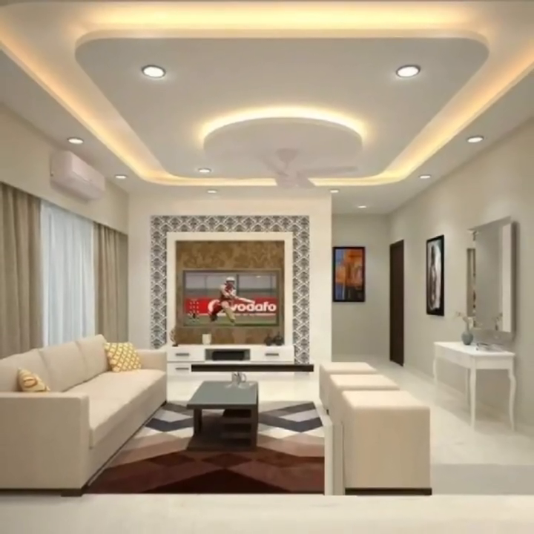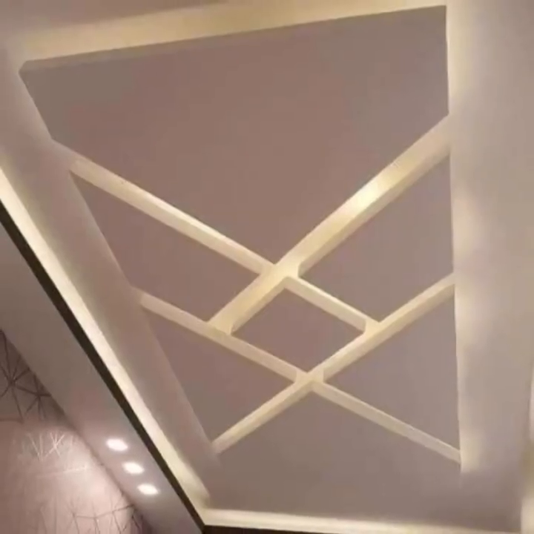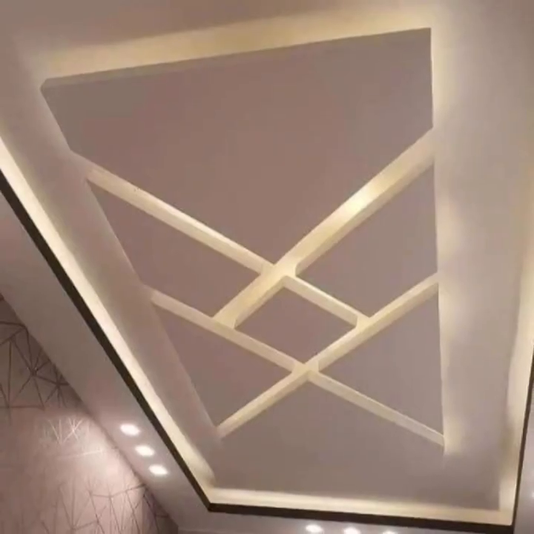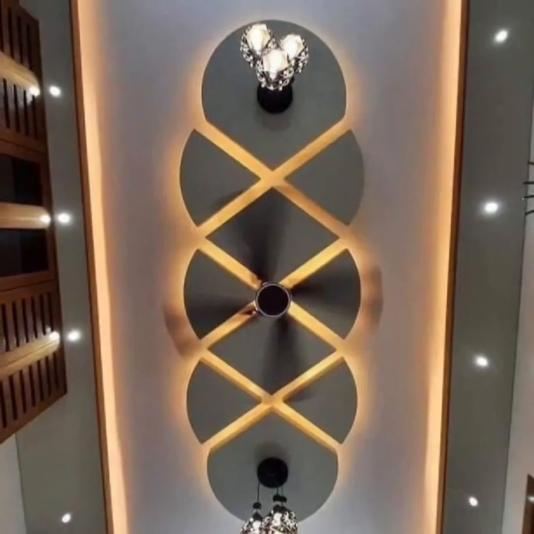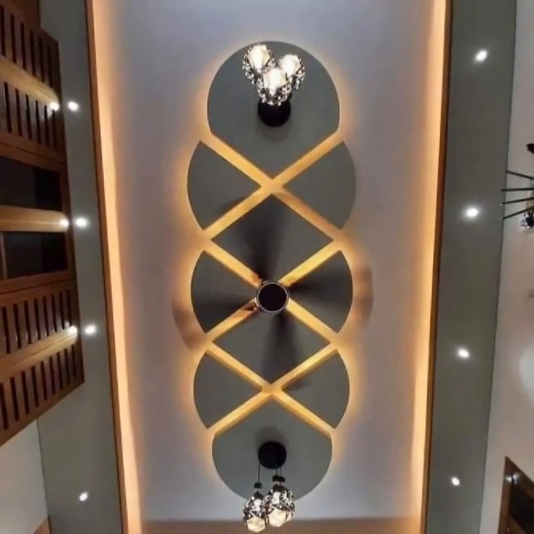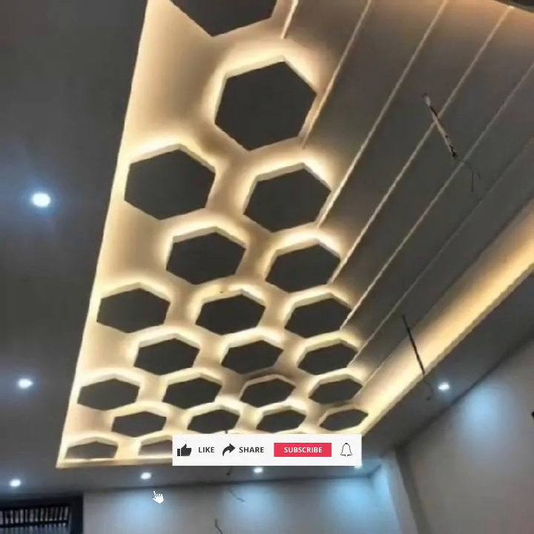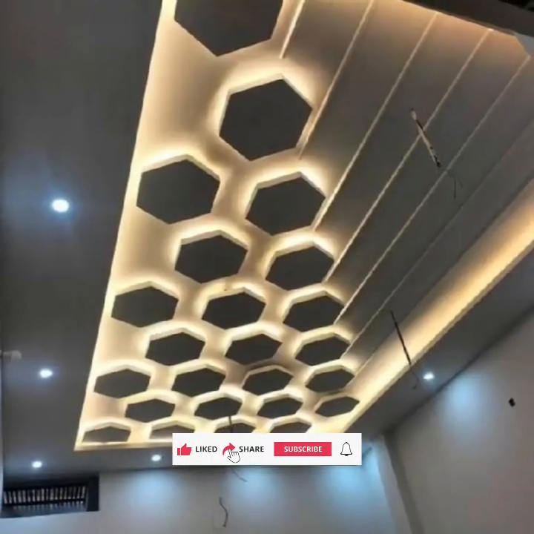Second benefit is acoustics. False ceilings can improve the acoustics of a room by reducing echo and reverberation. This is particularly important in spaces such as auditoriums, conference rooms, and recording studios.